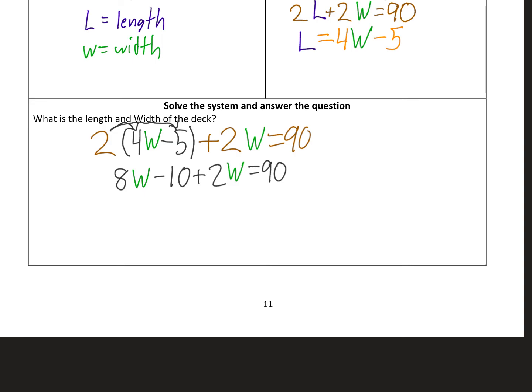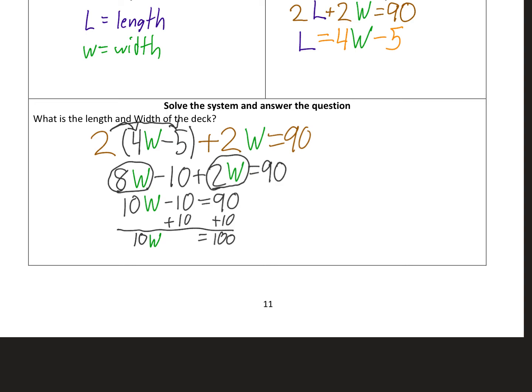Combine like terms to get 10W minus 10 equals 90. To get rid of minus 10, we do the inverse, which is add 10 to both sides. 10W equals 100, so we can divide both sides by 10 to get rid of that coefficient, and we are left with W equals 10.